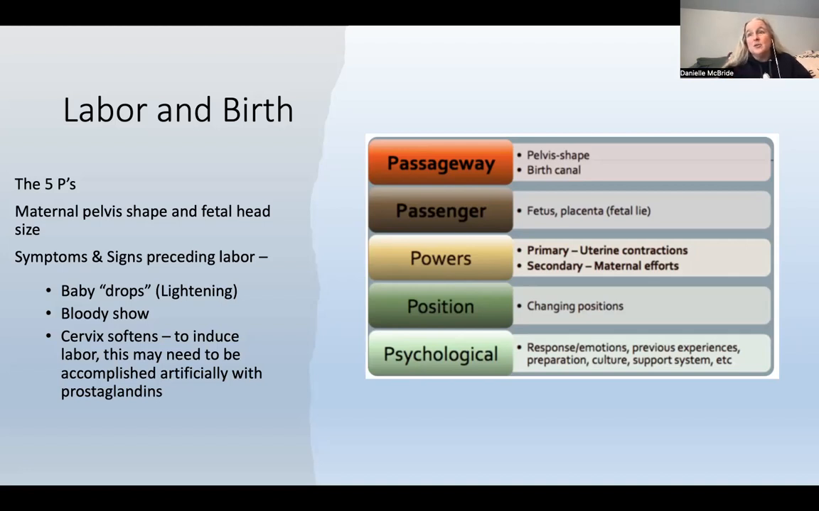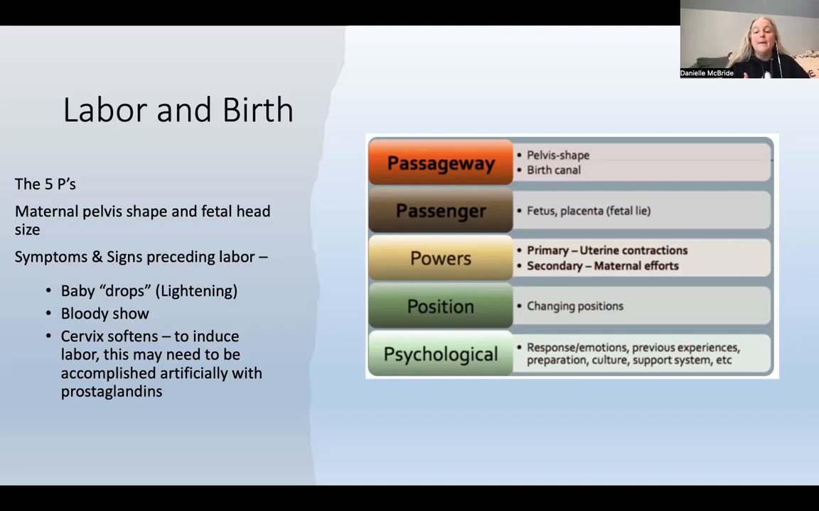Also, our passenger can be considered our placenta as well, because that's also going to deliver through the same way. Next is our power. So our power is what is bringing the strength to move this baby down and out. And the majority of our power is contractions, but mom's pushing effort counts as power as well.